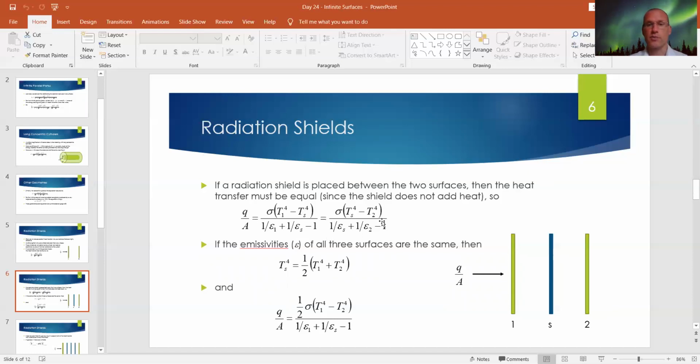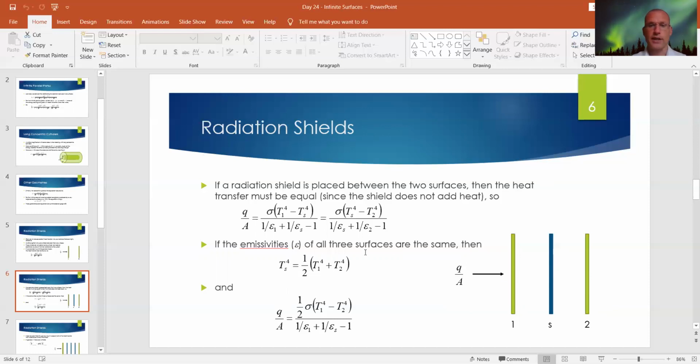So same equation, just different subscripts from shield and object 2. And again, those two heats need to be the same. If the emissivities of all three surfaces are the same, so if epsilon has the same value, these are all made from the same material, I can solve this, and what I end up with is that the temperature of my shield, Ts to the 4th, is exactly half of T1 to the 4th plus T2 to the 4th, so basically the average, not necessarily the average temperature, because these are both to the 4th power, but the average of the temperatures to the 4th power is the temperature of the middle guy.